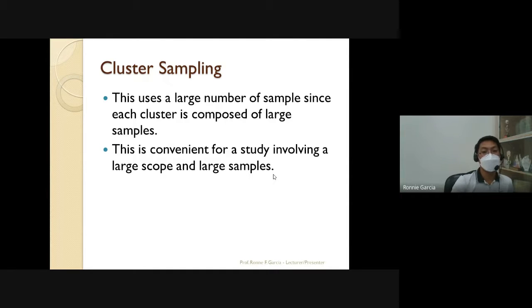So when to use cluster sampling? This uses a large number of samples since each cluster is composed of a large sample. So you can use this one if your scope is very large. Examples that use cluster sampling are SWS surveys, nationwide surveys, and even worldwide surveys around the world. Cluster sampling is done so that each area is represented. If it is worldwide, Asia should be represented, Europe, Africa, etc. So that is called cluster sampling. The earlier stratified random sampling involves only small groups. Is that clear to you?